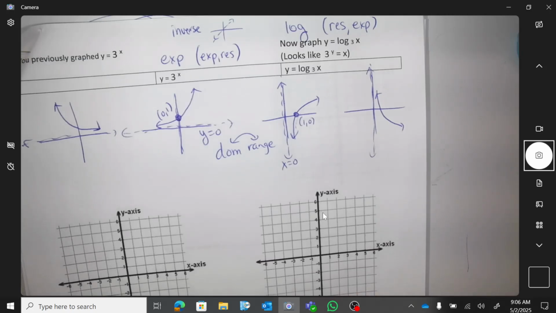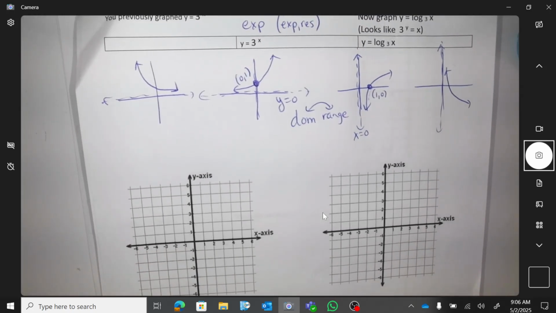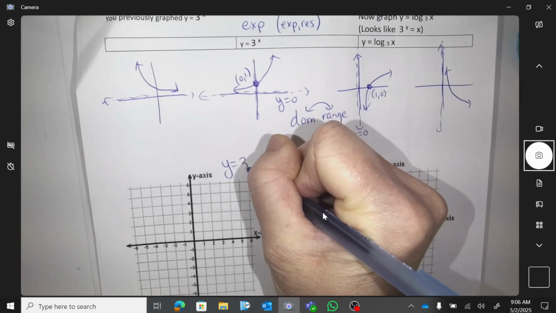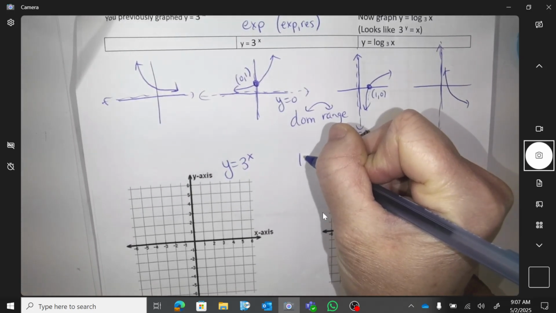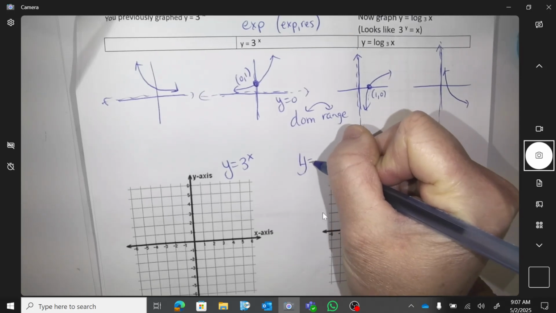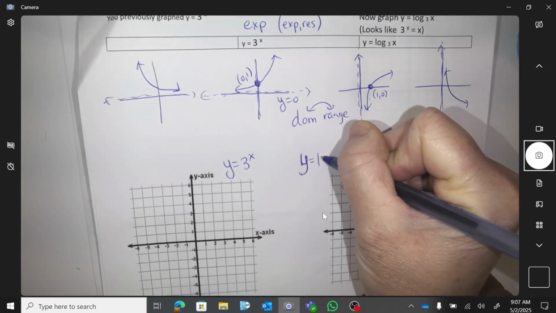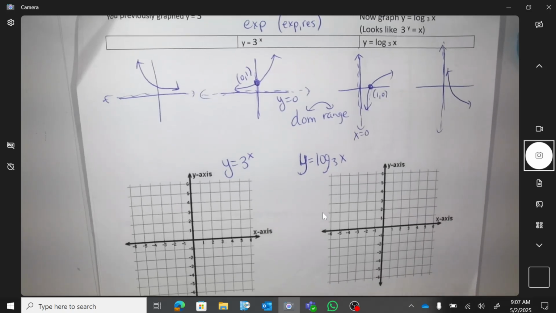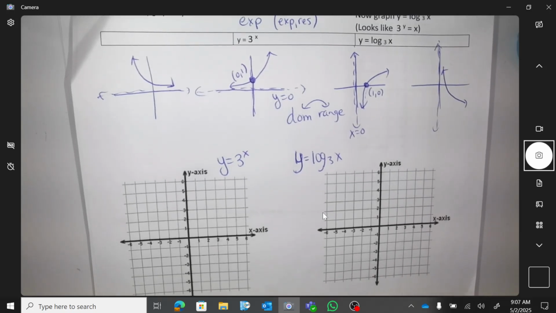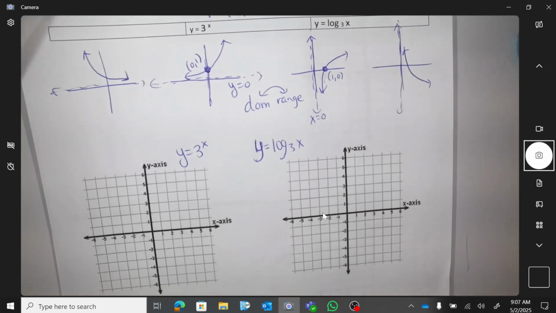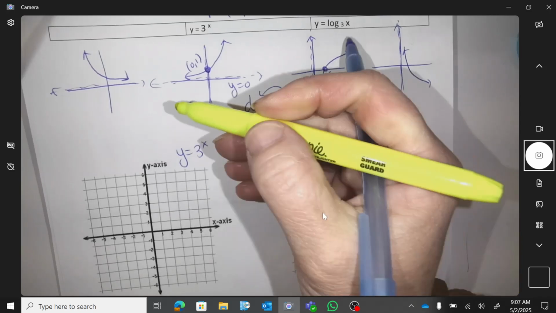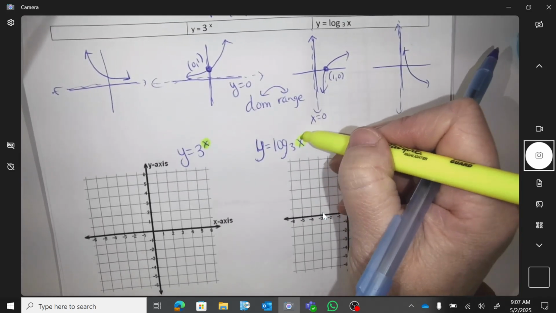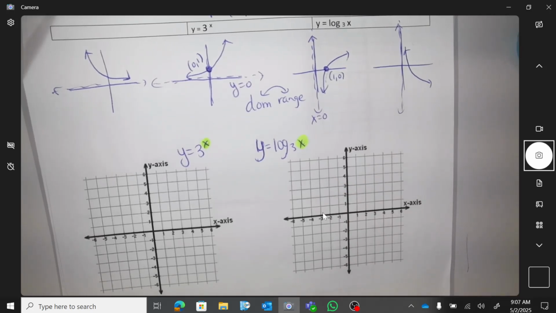All right, so we're going to graph both y equals 3^x and y equals log base 3 of x. Okay, so here you can see the difference. In this situation, x is the exponent. In this situation, x is the result.